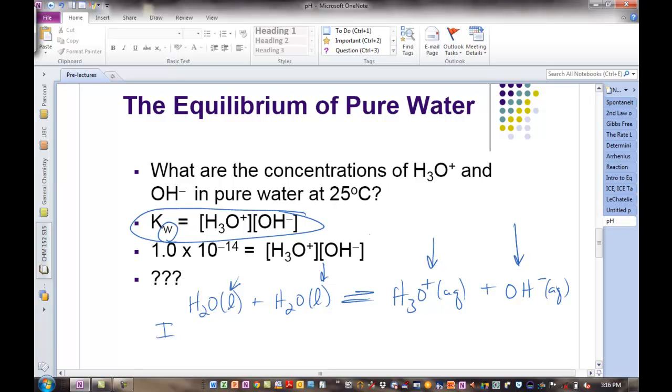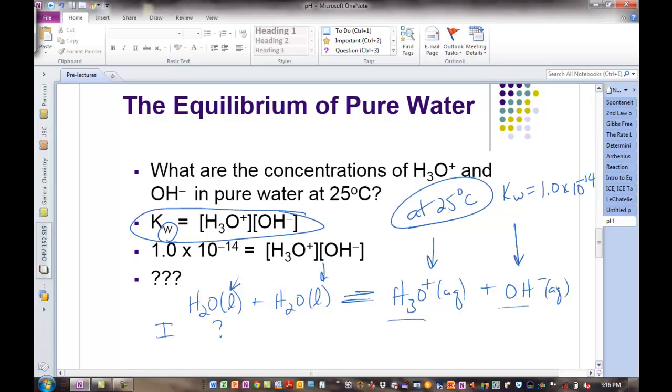The Kw value for this equilibrium, and again, at 25 Celsius, K will be temperature dependent, but Kw at 25 Celsius is 1 times 10 to the negative 14th. Okay? Very, very, very small K, meaning that reactants are heavily favored. So not much of this reaction happens. Not too many water molecules react to produce our product.